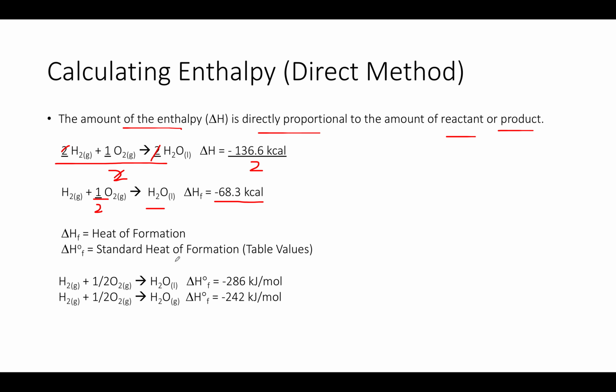What this superscript also means is that you're using the table values. These are the recorded values at standard conditions. So here are the recorded values at standard conditions for the formation of 1 mole of water. But notice that these numbers are different, though we're forming water. Why? One of them is water vapor and one of them is liquid water. Liquid water and water vapor have different heats of formation.